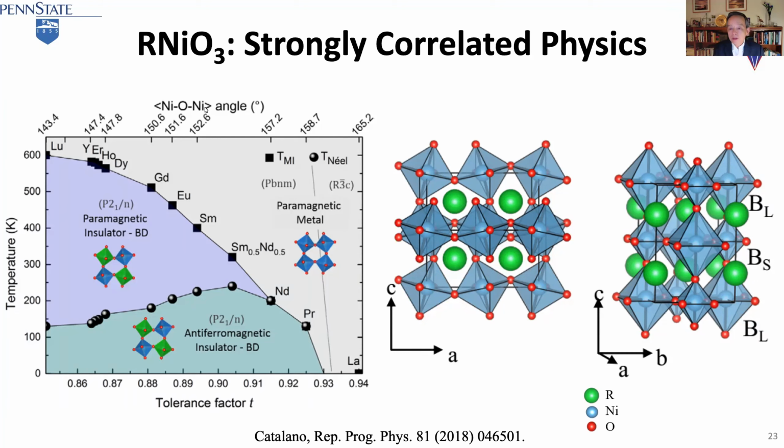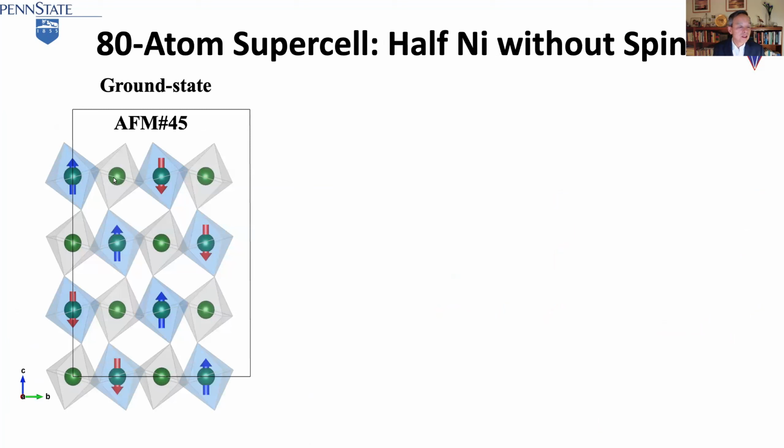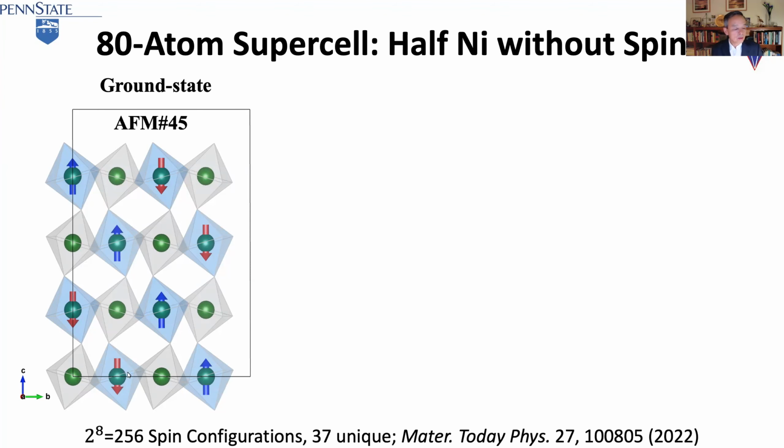In the smaller nickel octahedra, the nickel has no spin. It's zero spin. It's not magnetic. It does not have magnetic spin. So you see this one has no spins. In the ground state, you then have spin up nickel and spin down nickel. So it's antiferromagnetic. It's number 45 out of our structures. We have 258 spin configurations, and 37 unique.